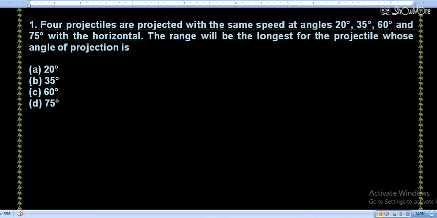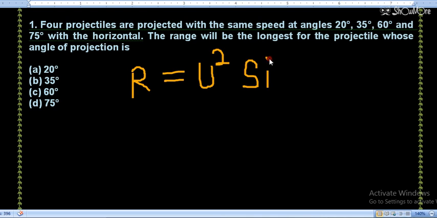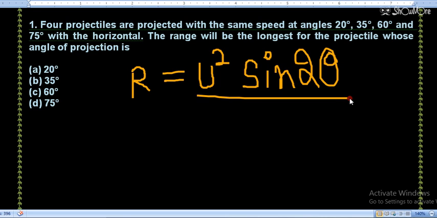So now students, we are going to discuss this question. You know very well that the range of projectile is given by R is equal to u square sine 2 theta divided by g. So this is the relation for range.